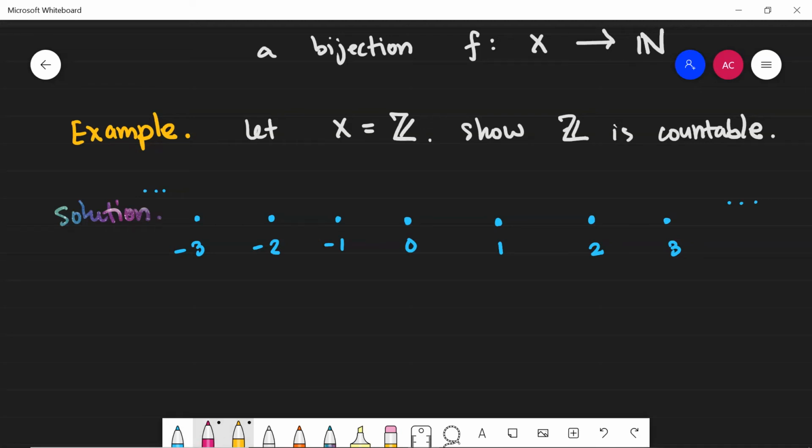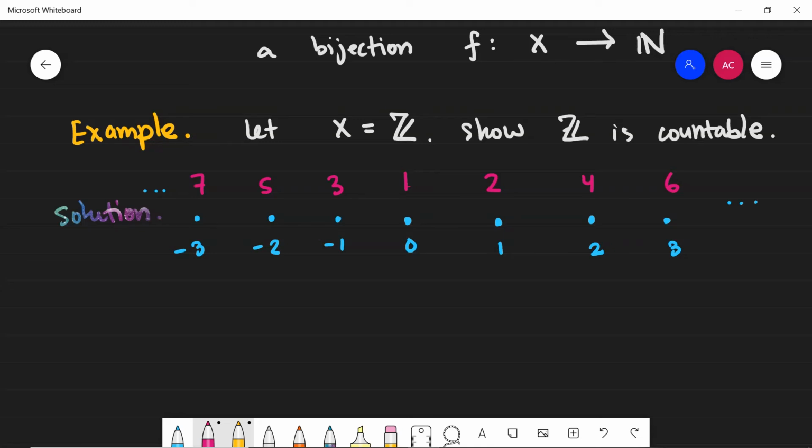So I want to map this to the set of naturals. Natural starts with 1. So I'm going to say that f of 0 is 1, and then f of 1 is 2, and then 3, and then 4, and then 5, and then 6, and then 7. See? So I just kind of go back and forth like a pendulum. 1, 2, 3, 4, 5, 6, 7, 8, 9, etc.